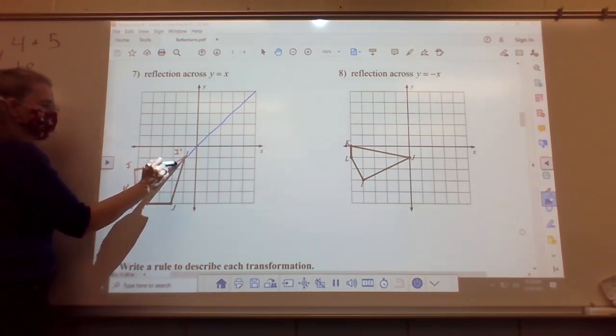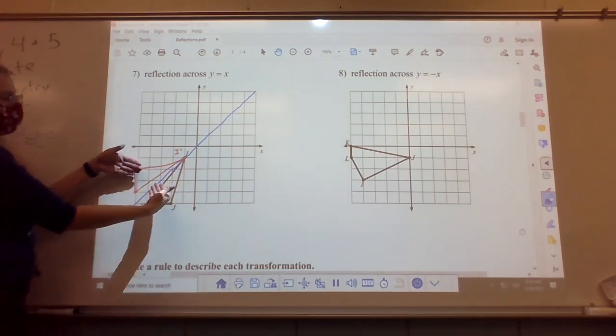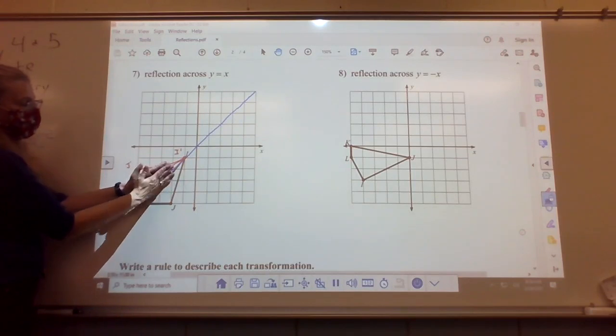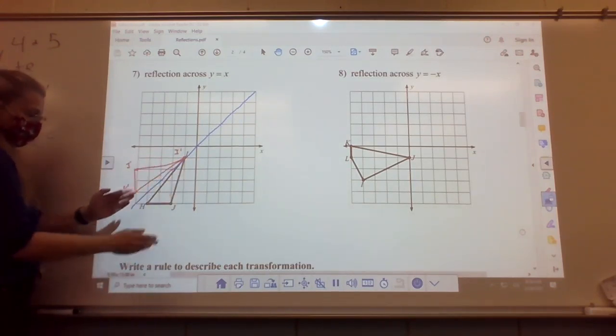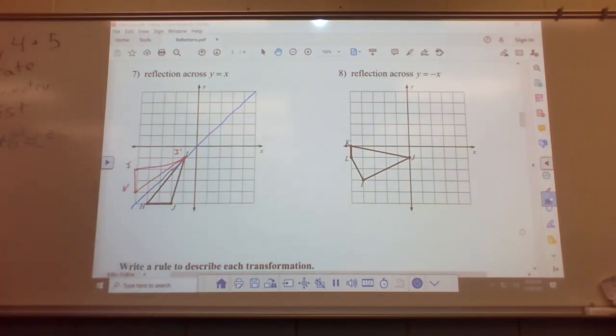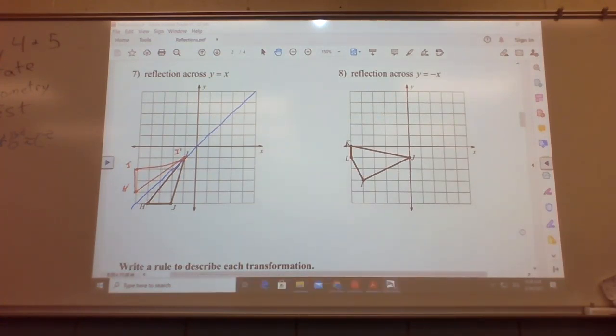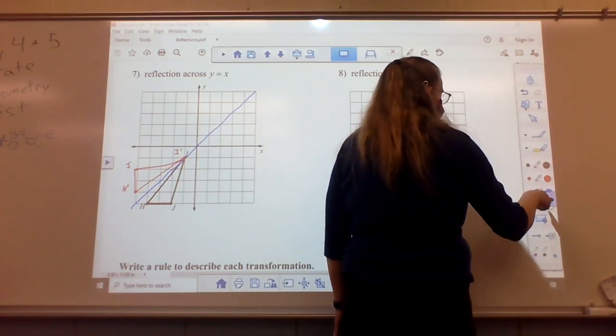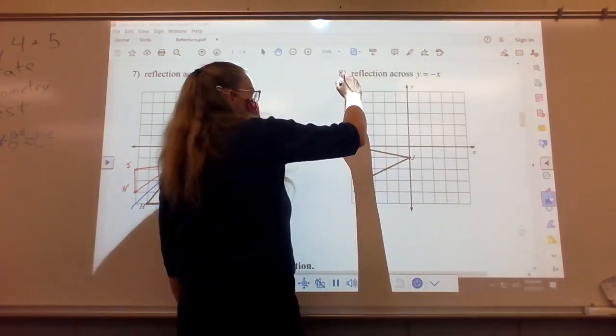And like I said, after you get done drawing it, you can visualize if this blue line was a piece of paper, I could fold this in on itself and everything would match up. So when you're done with the reflection, visualize to make sure it would fold in on itself. Now 8 is just the opposite. It says y equals -x. So it's still a diagonal line, but this time the diagonal line is going the other way.